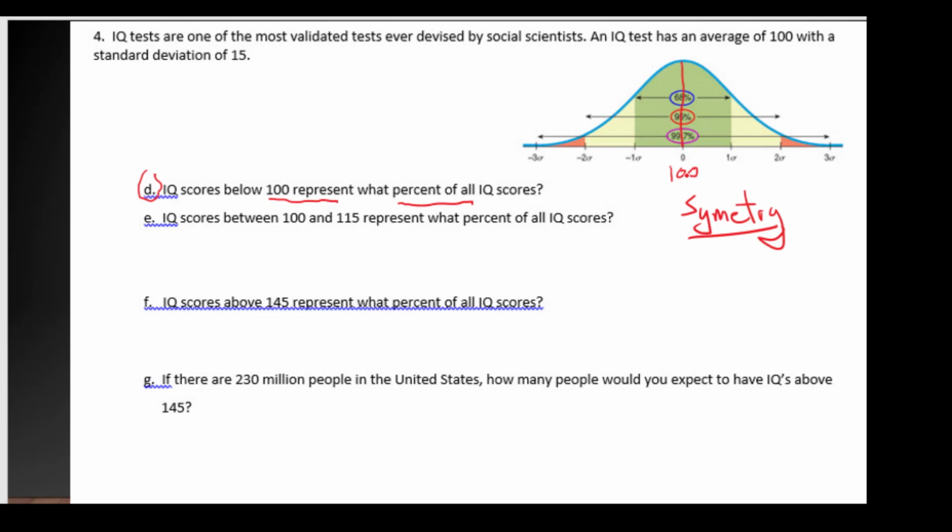For example, 1 standard deviation above the average, we found out is 115 because we added 15. 1 standard deviation below the mean is 85 because we subtracted 15. So the amount of people between 85 and 100 is the same as the amount of people between 100 and 115 on their scores. So hopefully now you can realize that scores below 100 is the same as the amount of scores above 100, which is 50%.